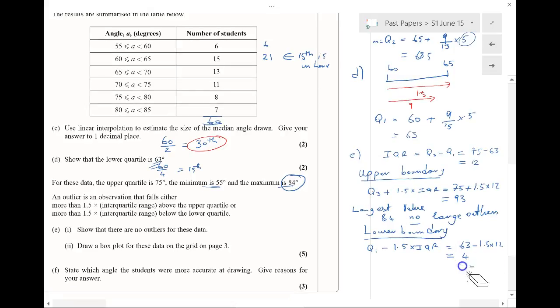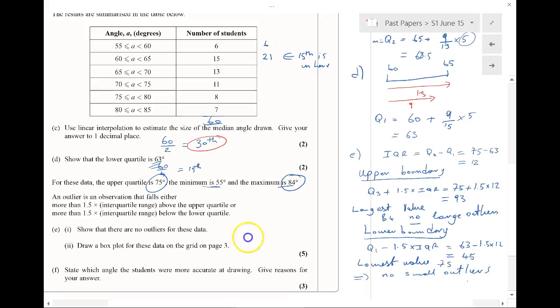But the lowest value we are given is 75. So that means that there's no small outliers. And that's our 5 marks.